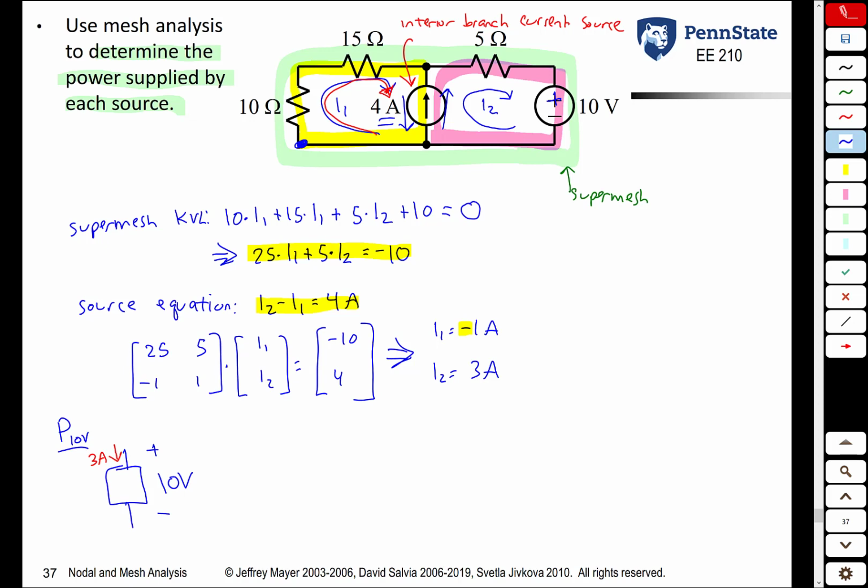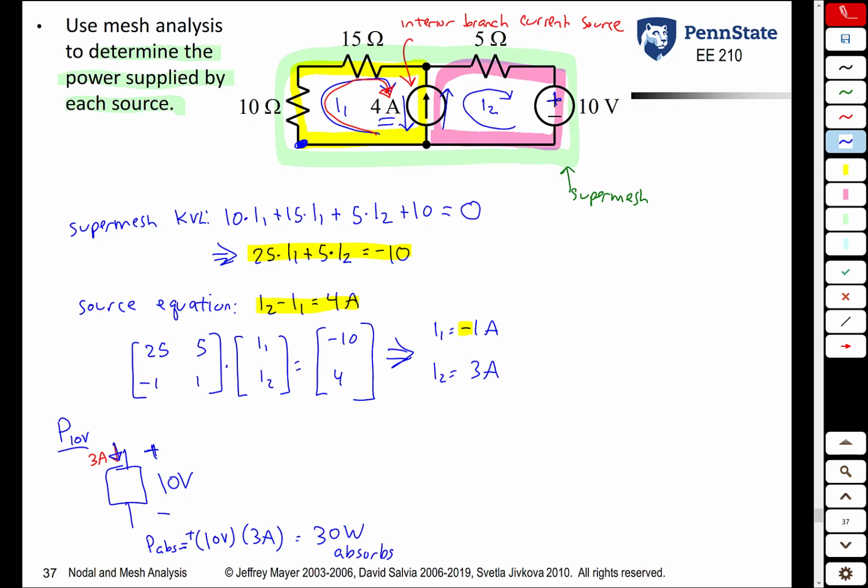So the absorbed power is what? The voltage across it times the current through it. Since the current arrow is hitting the plus first, the current is going into the plus terminal, so it is definitely a plus here. So even though this is a source, it absorbs power. Specifically, it's absorbing 30 watts.